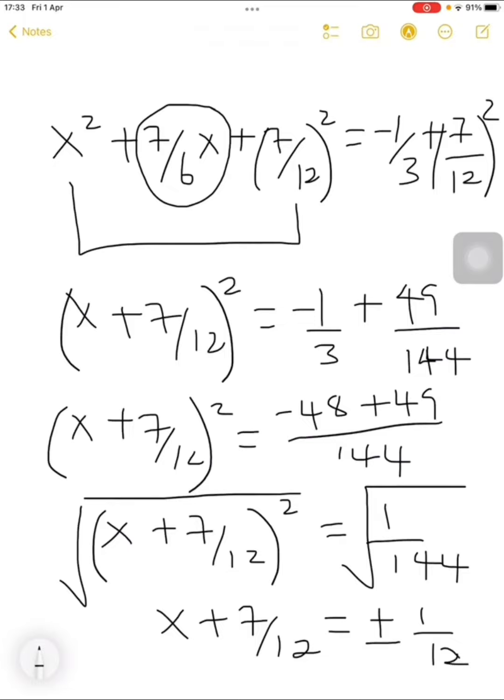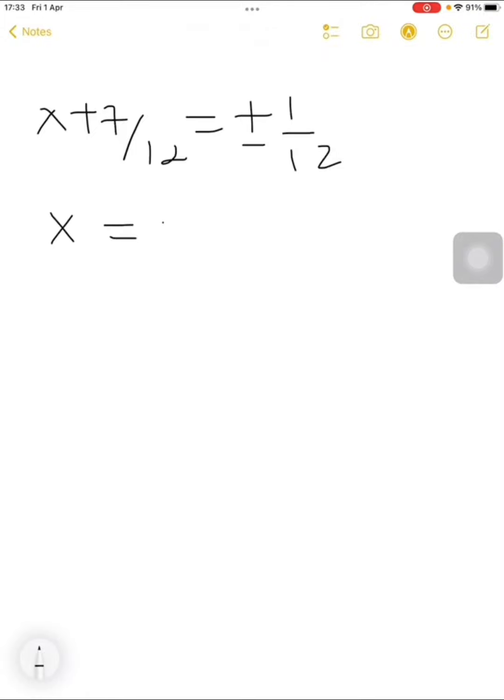Okay, so we have x plus 7 over 12 is equals to plus or minus 1 over 12. And then from here we can get the two values of x. x is equals to plus or minus 1 over 12. We take 7 over 12 the other side and it becomes minus 7 over 12.